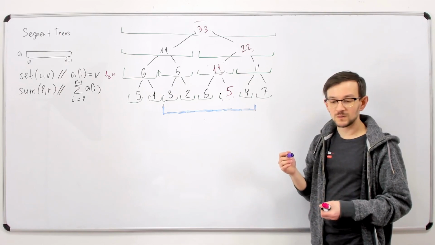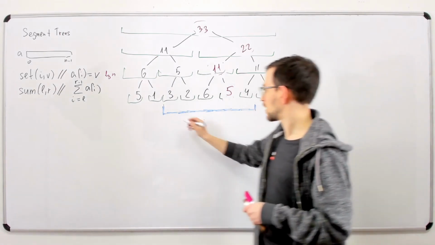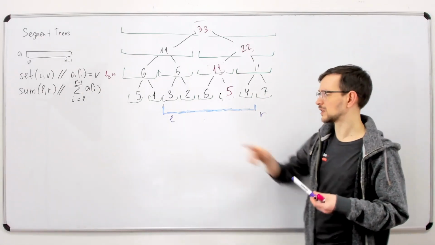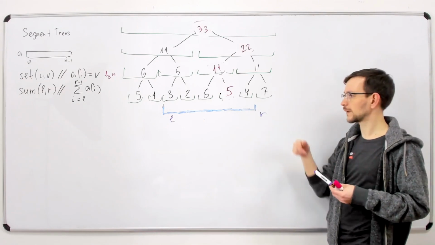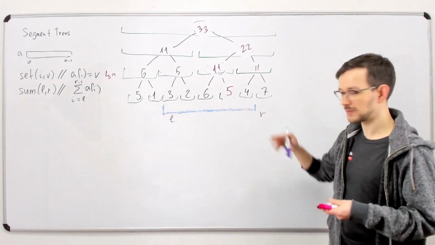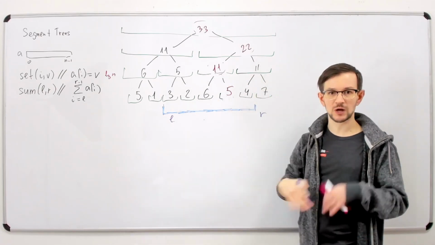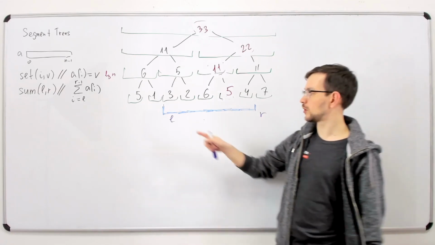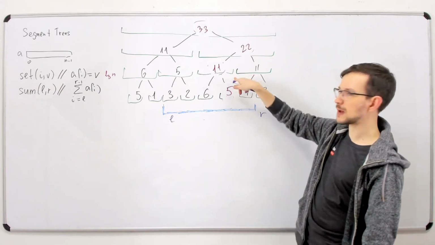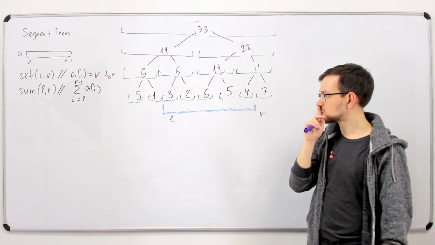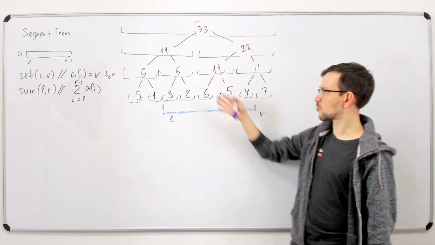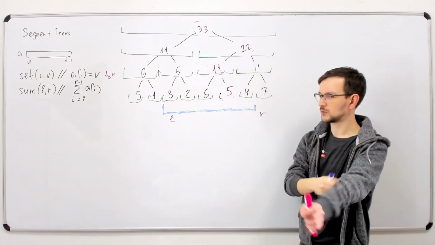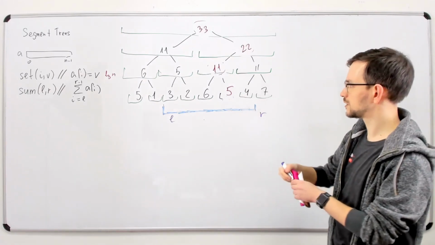Okay, so you have some segment from L to R. Again, L is inclusive, R is exclusive. You need to calculate the sum on this segment. How will this segment tree help us to calculate this sum? Very easily. We will try to calculate this sum using the sums already stored in this segment tree. We will build this sum from these numbers in the segment tree. For example, this sum, how can we construct it? We can take this sum.